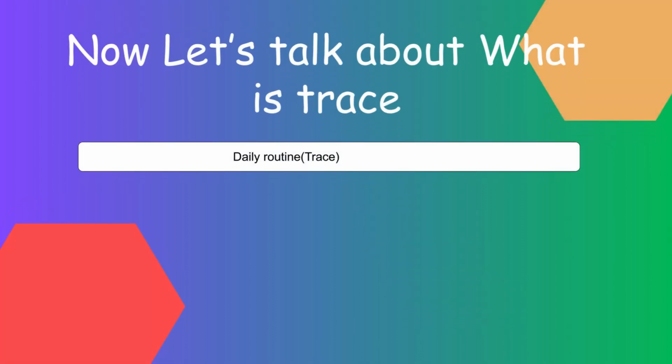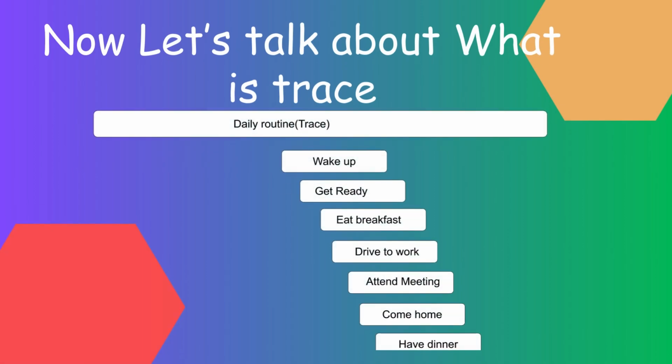Let's talk about what a trace is in observability in a technical space. A trace is a representation of the entire life cycle of a request or transaction, showing the path it takes across different services or systems. Your daily routine is the trace that encompasses all activities, basically spans. For example, a trace shows the end-to-end flow of your user request across microservices.